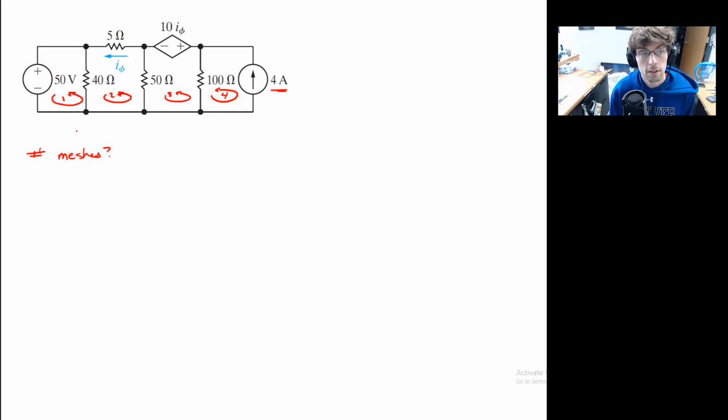The other thing is that we notice we have a dependent voltage supply, a current controlled voltage supply, which depends on I phi, and I phi is going to the left. That matches with the counterclockwise direction that I chose. So there's two reasons why I went counterclockwise here. We're off and rolling like a bale of turtles.